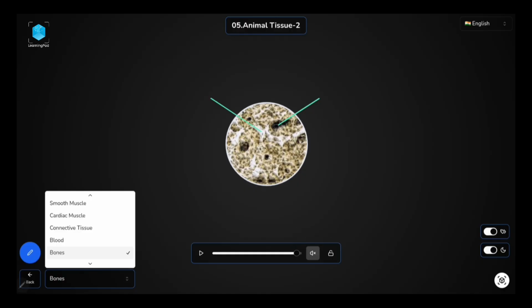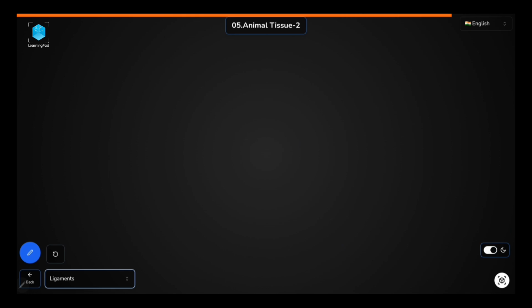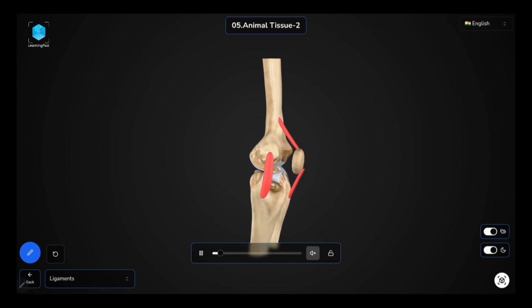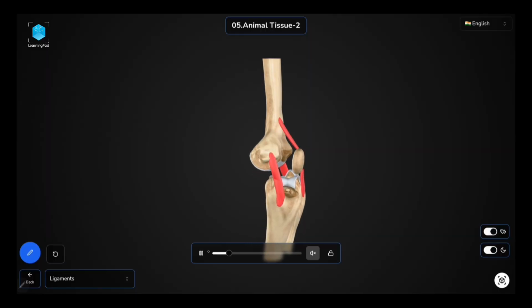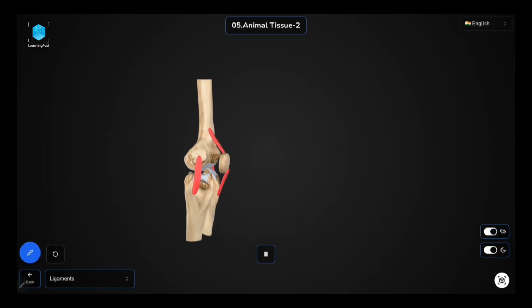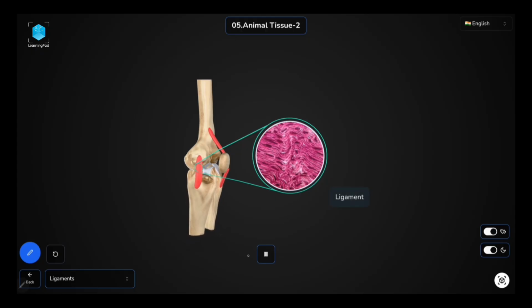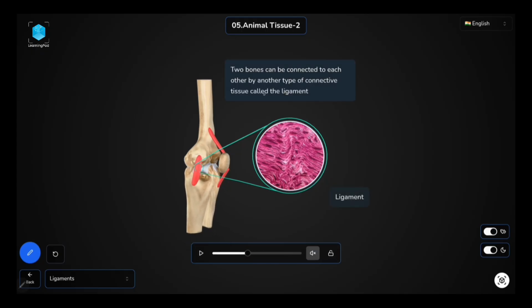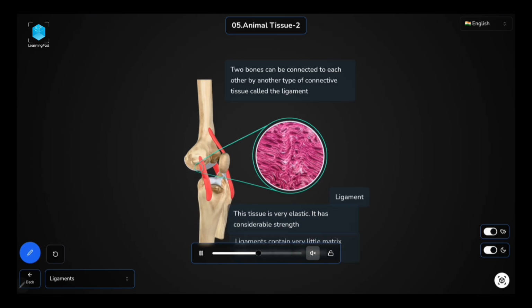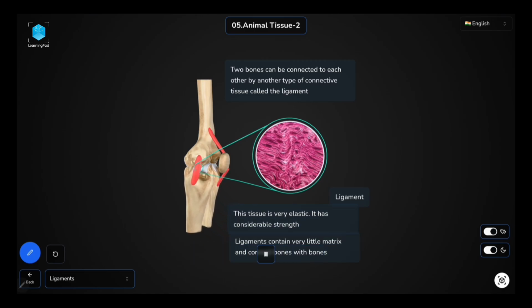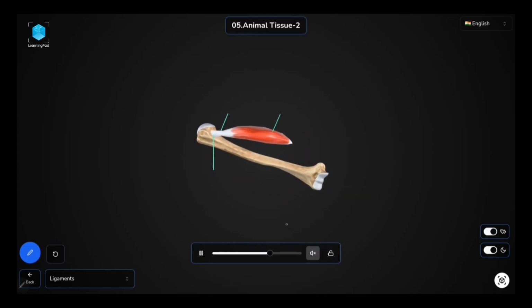After bone, the next type of connective tissue is ligament. Ligament is present in the joint of bones. Ligament gives flexibility to the bone, or you can say ligament helps in movement of the bones. Here you can see bones connected to each other by another type of connective tissue called ligament. Ligament is elastic tissue. It connects two bones and provides strength as well as flexibility to the joints. You can see how the bone is moving. It is elastic, so bones can move flexibly in different directions, and ligament has very little matrix.